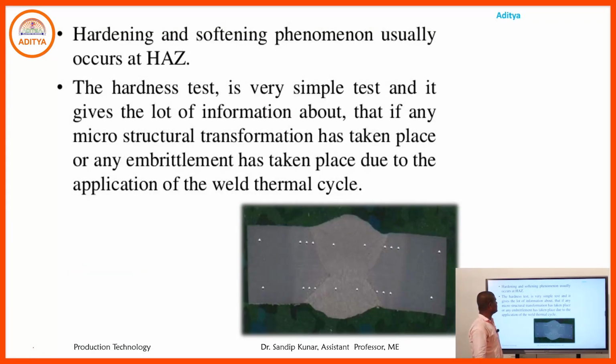Hardening and softening phenomena also depend upon the heat affected zone. If a heat affected zone occurs in a particular welding joint, some quality of the weld surface may deteriorate. So we always take care about the heat affected zone before taking the hardness value, because that zone sometimes deteriorates the quality of the weld surfaces.